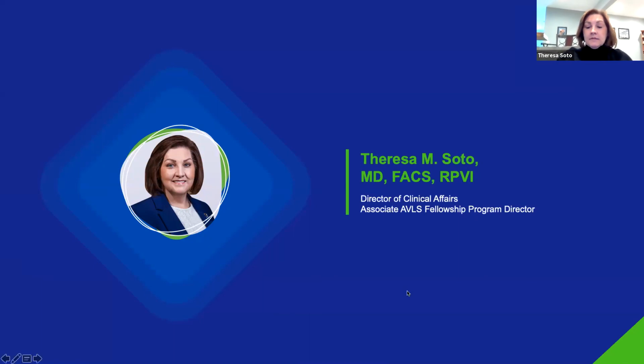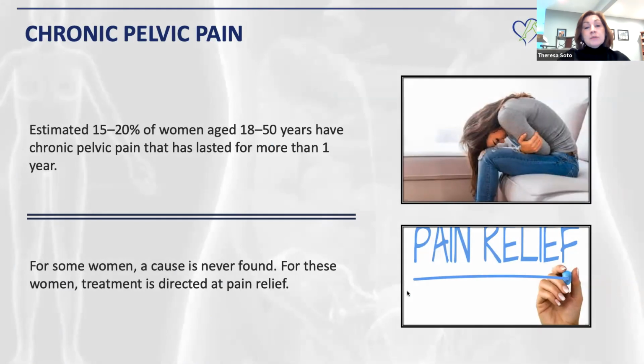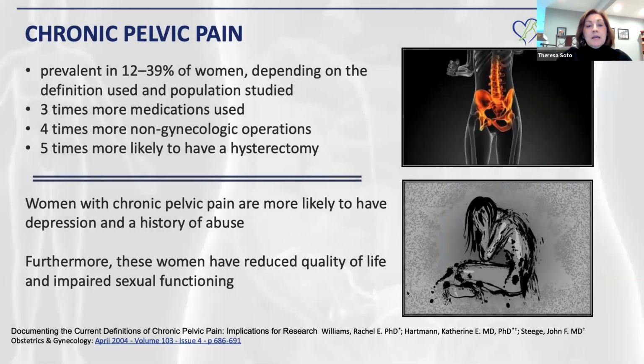When you look at chronic pelvic pain, it is really common. 15 to 20% of women of reproductive age through perimenopause have chronic pelvic pain that's lasted at least 6 months, even up to a year. And for many of these women, we don't actually find a cause, and we go more into pain relief. And that's a really poor way to manage these patients.